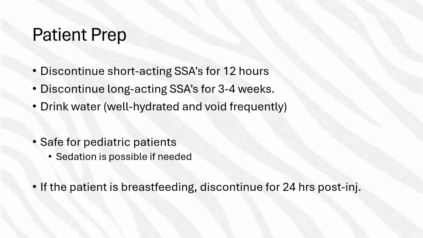Patient prep for the neuroendocrine tumor imaging: discontinue the short-acting somatostatin analogs for 12 hours. Long-acting somatostatin analogs need to be discontinued for 3 to 4 weeks. The patient should be instructed to drink water, be well hydrated, and void frequently. This is safe to use on pediatric patients, but sedation may be required. And if the patient is breastfeeding, they should be instructed to discontinue that for 24 hours post-injection.